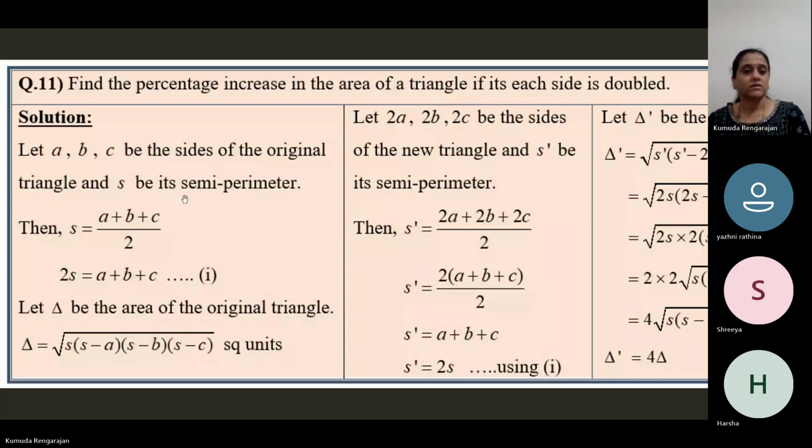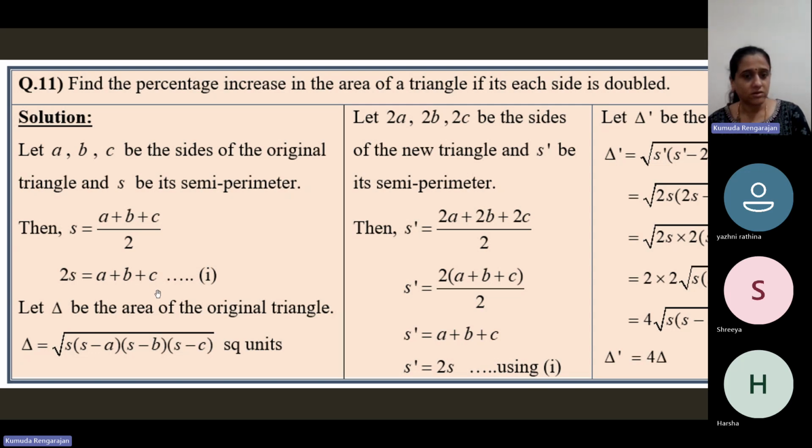Okay. So let A, B, and C be the sides of the original triangle and S be its semi-perimeter. So S is what? A plus B plus C by 2. Now you will ask me, why did you cross multiply? I'll tell you why. When you cross multiply, you get 2S is equal to A plus B plus C.